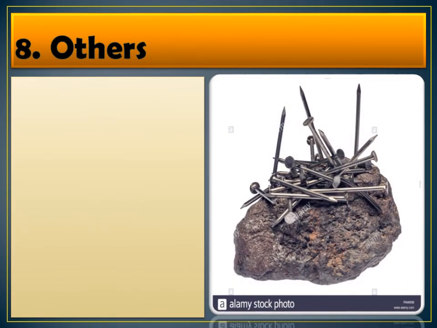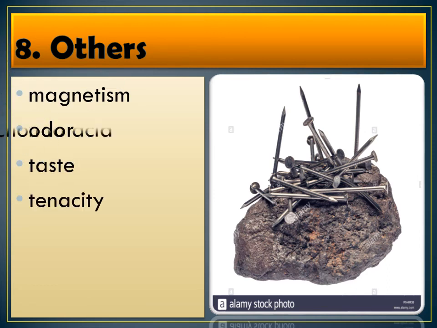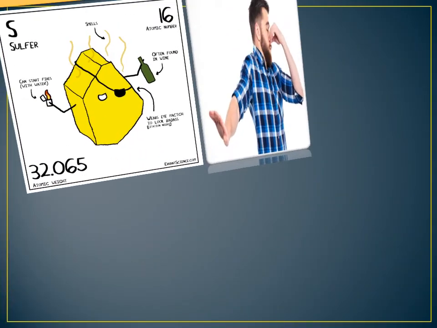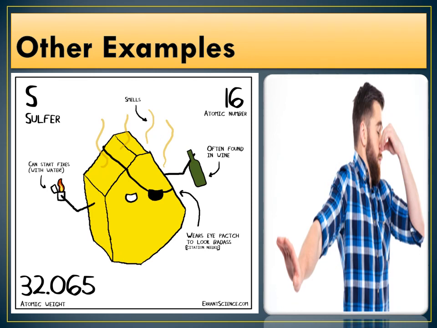There are also other properties of minerals, such as magnetism, odor, taste, tenacity, and reaction to acid. Take a look at the picture on the right part of the slide. This is a magnetite mineral, and as you can see, it shows us its magnetic property as it attracts the nails towards it. Sulfur is also a kind of mineral that has a very distinctive smell.